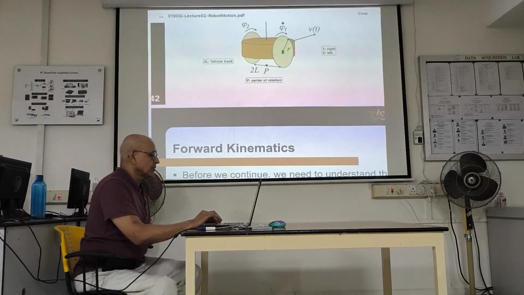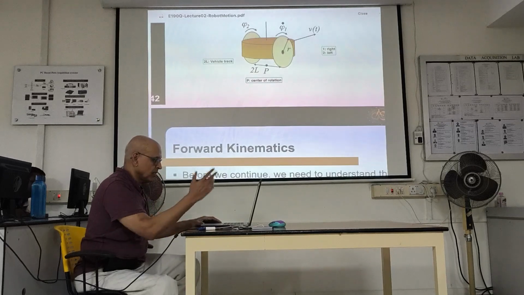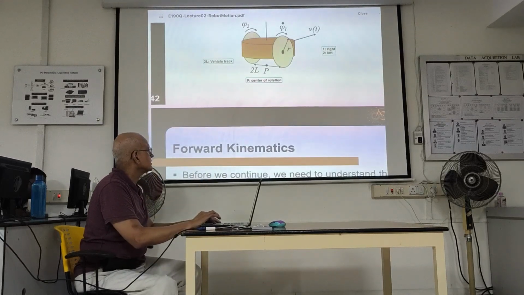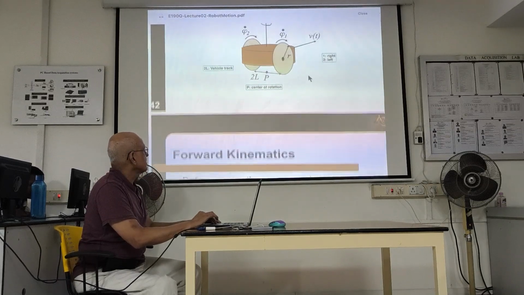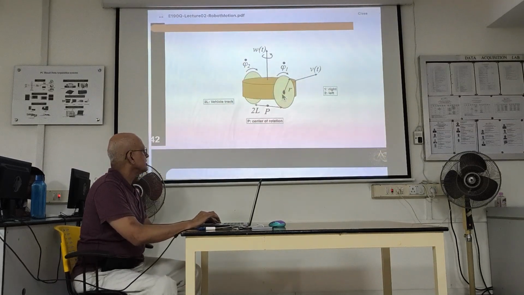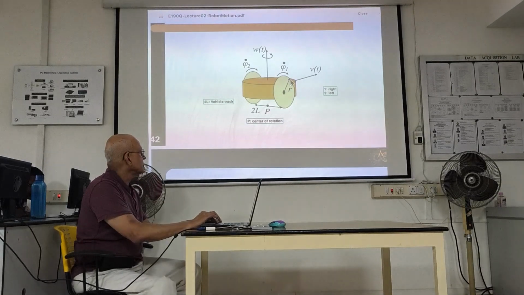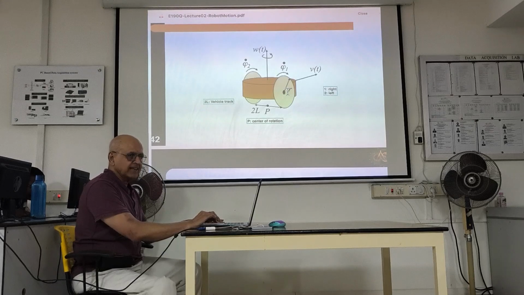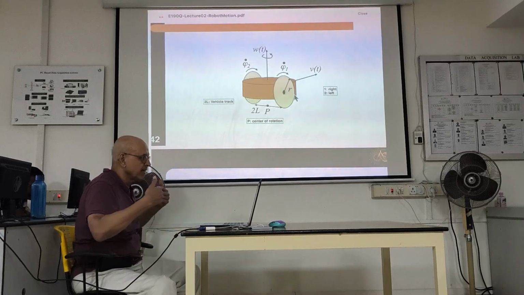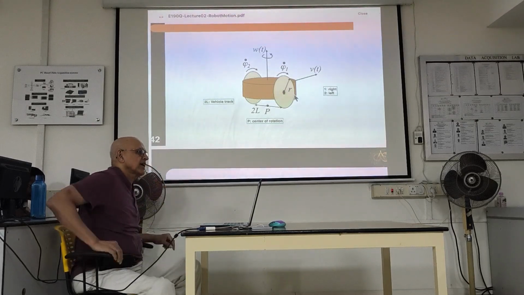Alright, now we're going to jump to the PDF document. Let me ask you a question before I do that. This is rotating at phi 1 dot, right? In 1 second, how much of the wheel will roll out? Just think about it for a few seconds.